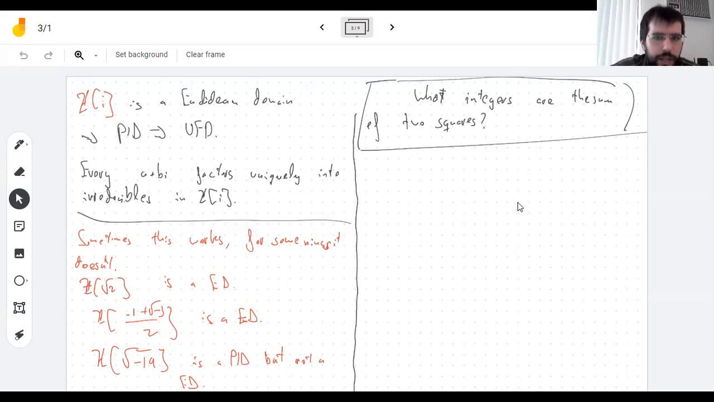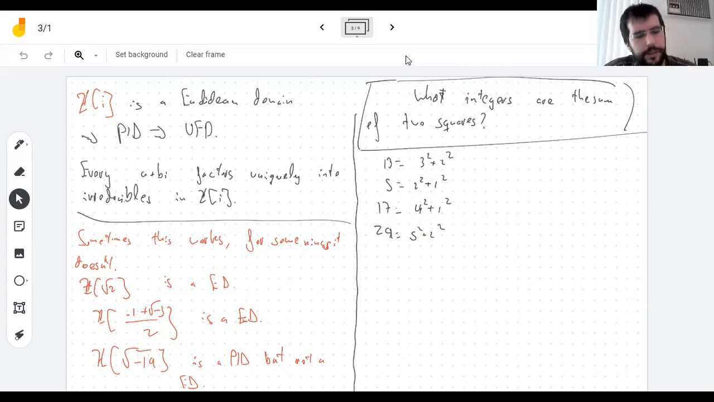I think I'll talk about this in the future because it's a really interesting question. For example, every prime that is 1 mod 4 is the sum of two squares. So what primes are 1 mod 4? 13. 29. These are called Diophantine equations, right? Equations where you ask the solutions to be integers. So why would this work? The easiest answer I know just uses that this ring is a UFD, which we just showed. Anyway, I'll get back to that at some point.